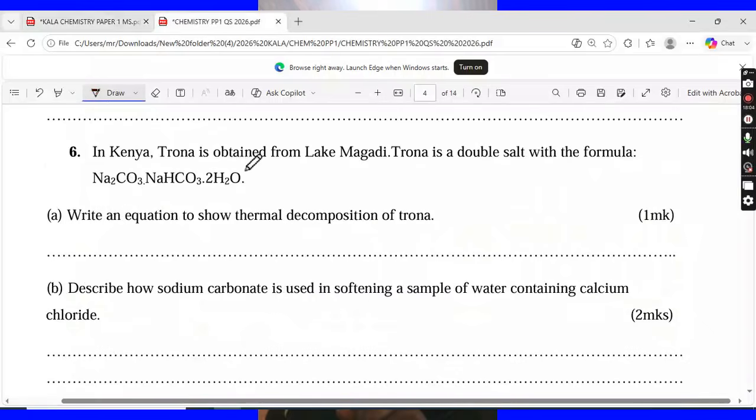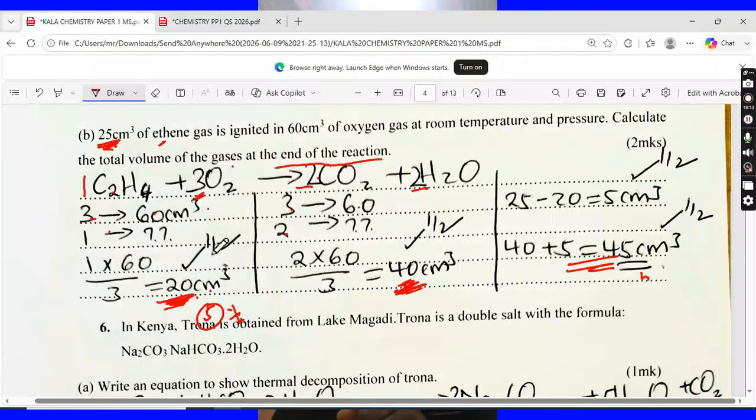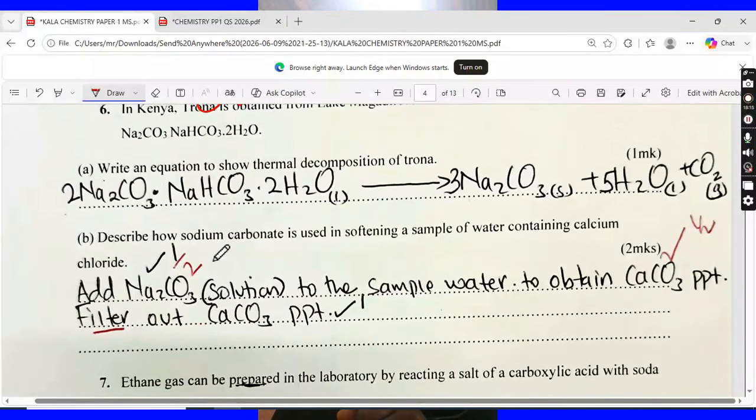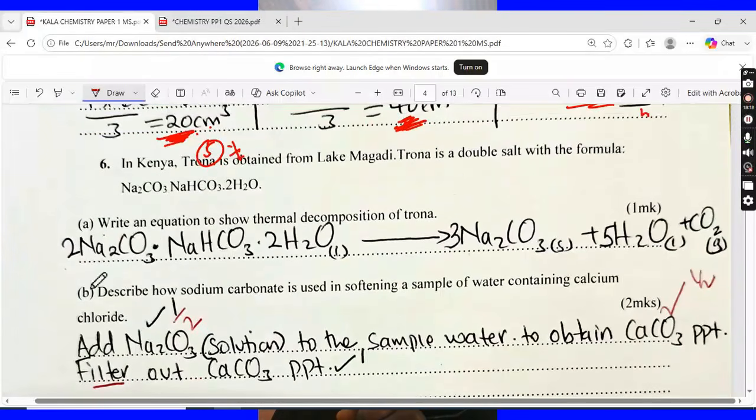In Kenya, trona is obtained from Lake Magadi. Trona is a double salt with a formula. Write an equation to show the thermal decomposition of trona. That is the thermal decomposition of trona.